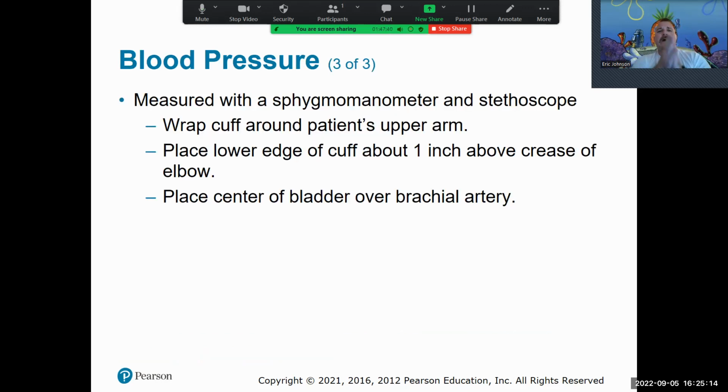So how do we measure blood pressure? Wrap the cuff around the patient's upper arm. Make sure that it's about 1 inch or a little bit higher above the crease of the elbow. And then we're going to make sure that it's wrapped around the entire arm. I'm going to go through this quickly because we've done this in class.